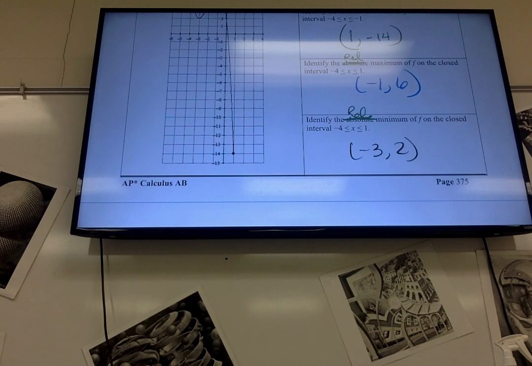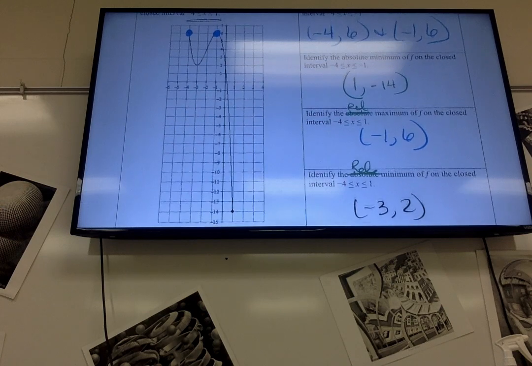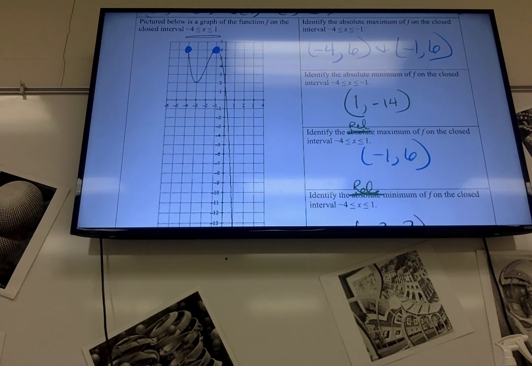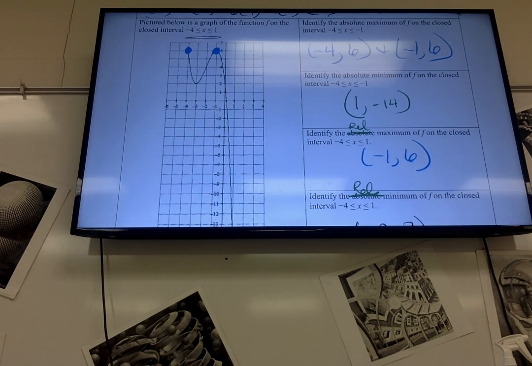If there are 2, can I put the union on it? Can you put the what? Like the union, the little U? Union, no. Because that means you're including 2 intervals. These aren't intervals, these are points. Good question.